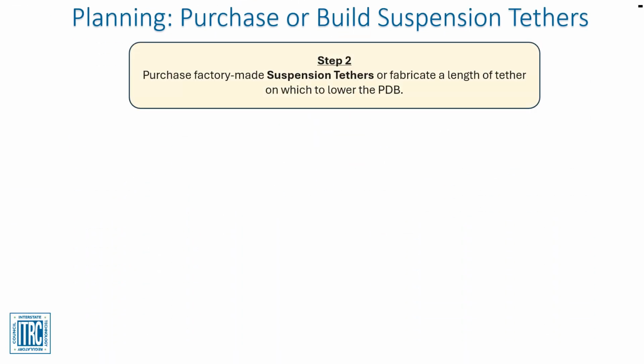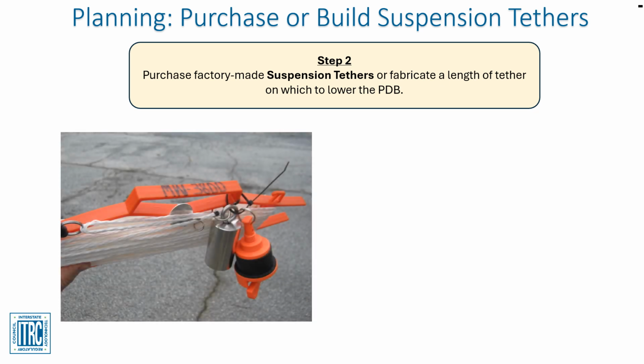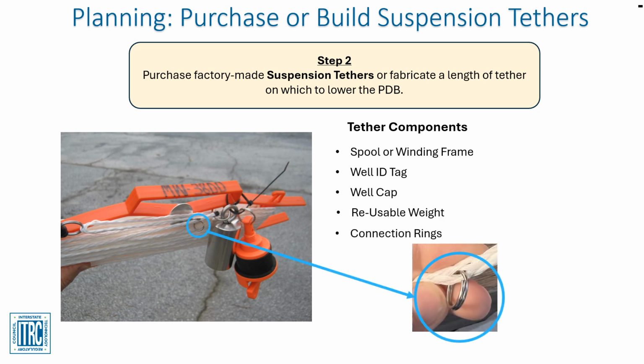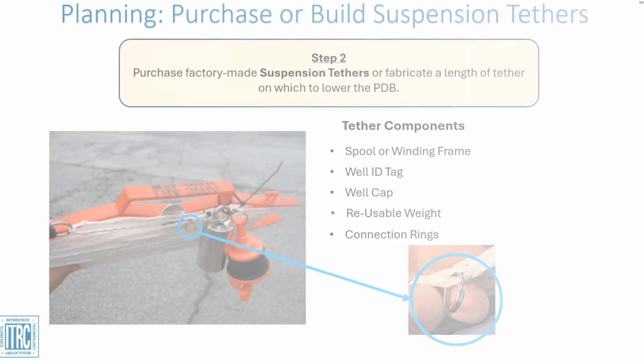PDB suspension tethers can be purchased from the factory or field fabricated from a measured length of polypropylene tether rope. The following components are used to fabricate a reusable suspension tether: spool or winding frame to hold the tether, a well ID tag to match the tether to the well, cap connection at the top to support the tether in the well, reusable stainless steel weight at the bottom, 2 connection rings for each PDB. Stainless steel connection rings are embedded in the rope braid for attaching PDBs at predetermined depth locations. 1 ring for the top and 1 for the bottom of each sampler.